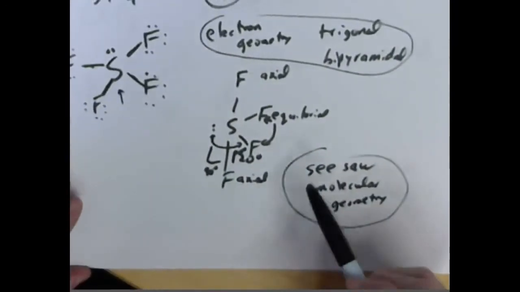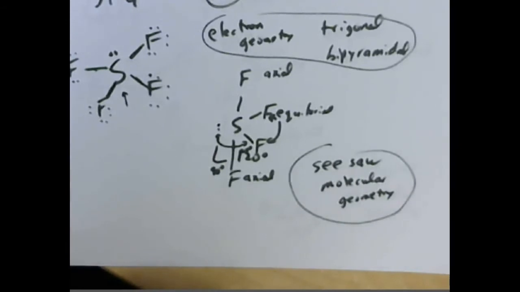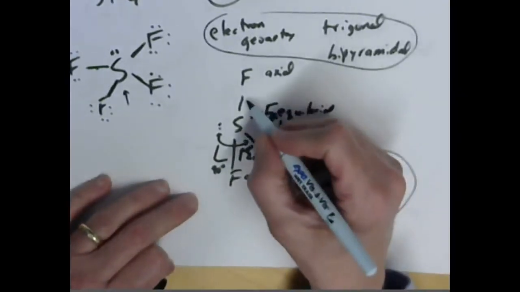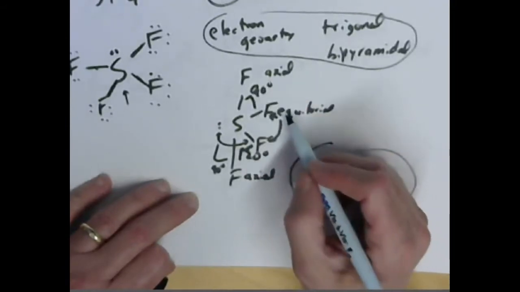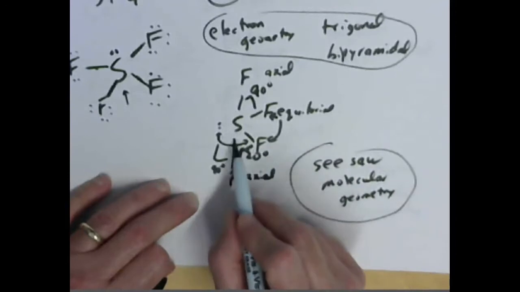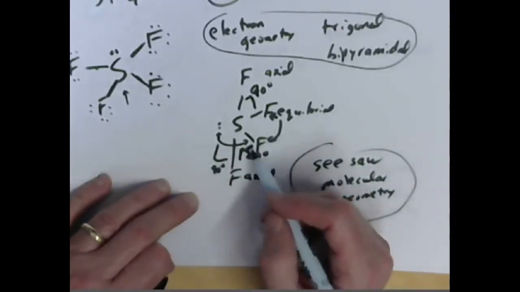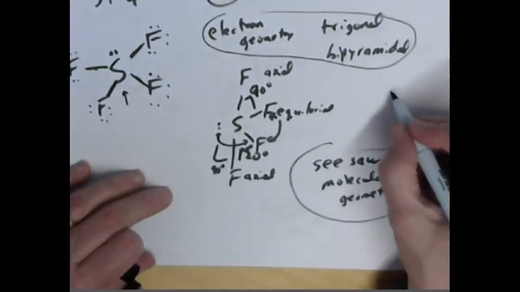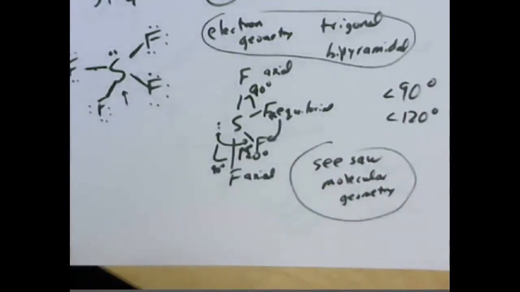I didn't mention bond angles back in the SF4. There's the bond angle between the axial and equatorial positions. Ideally, that's 90 degrees. 120 degrees between the fluorines, but actually it's going to be smaller than that. The actual bond angles, because that non-bonding pair of electrons has greater repulsive forces.